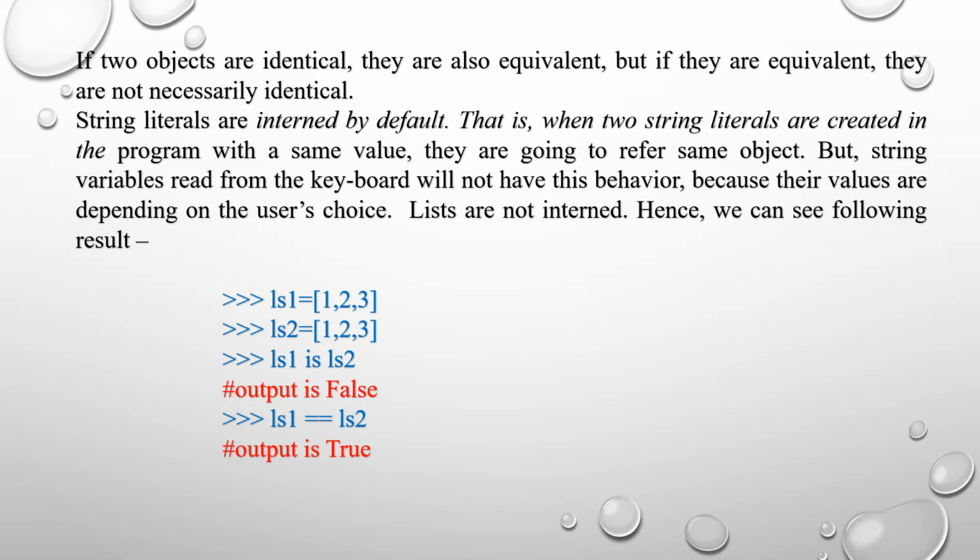String literals are interned by default. That is, when two strings or literals are created in the program with the same value, they refer to the same object. But string variables read from the keyboard will not behave this way, because their values depend on the user's choice. Lists are not interned, hence we can see the following results.